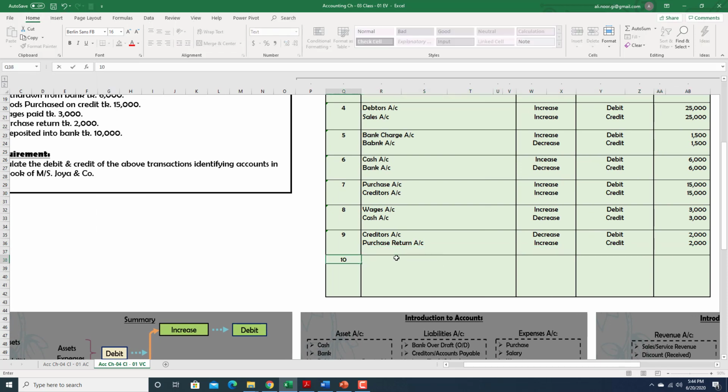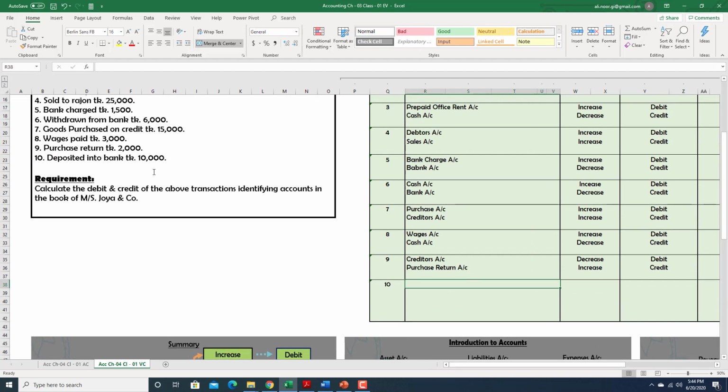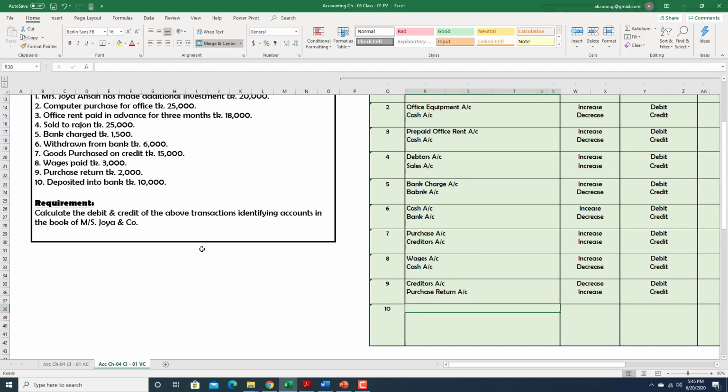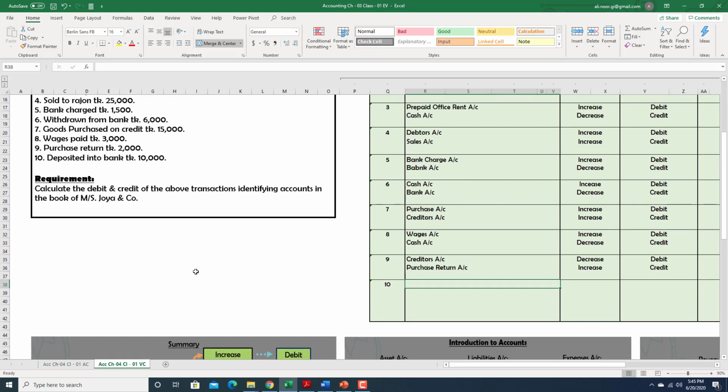Now finally we reached number 10. Deposited into bank taka 10,000. That means you have deposited cash into the bank, so cash decreased, bank account increased. We know everything. We can solve any accounting problem now, right? All right, then write bank account and cash account. Remember that you have to write the increase account first.